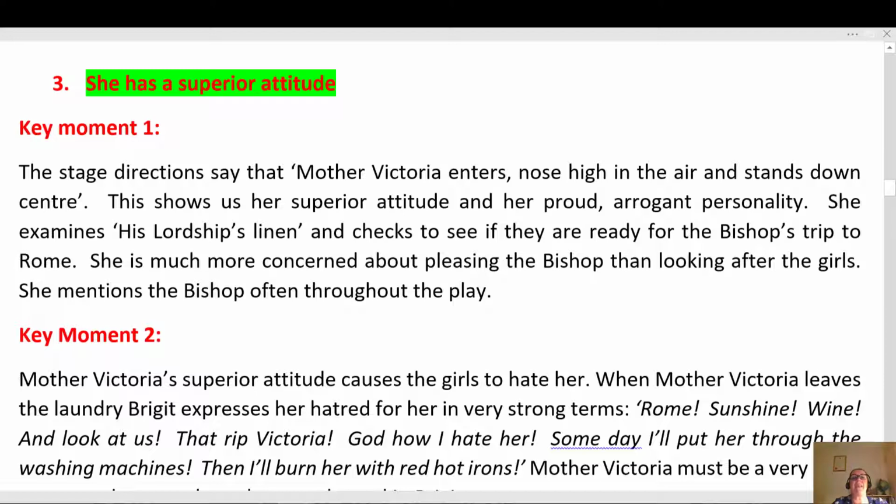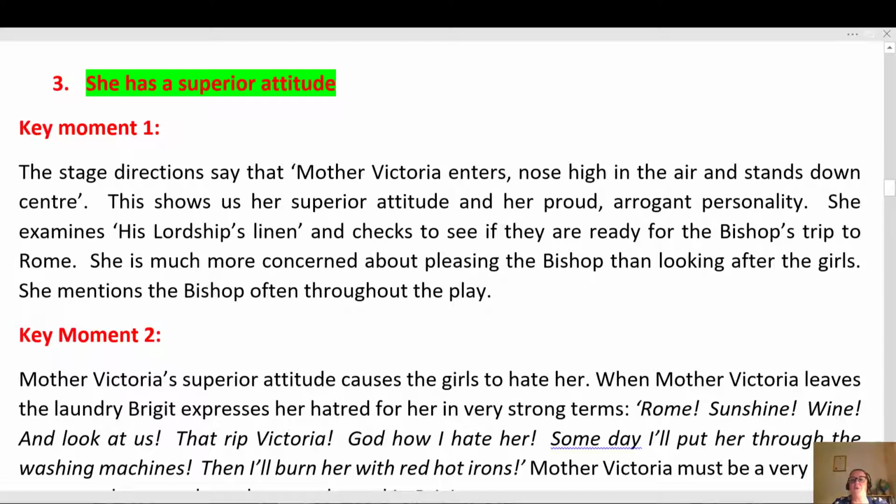She examines his lordship's linen and checks to see if they are ready for the bishop's trip to Rome. She is much more concerned about pleasing the bishop than looking after the girls. She mentions the bishop often throughout the play.